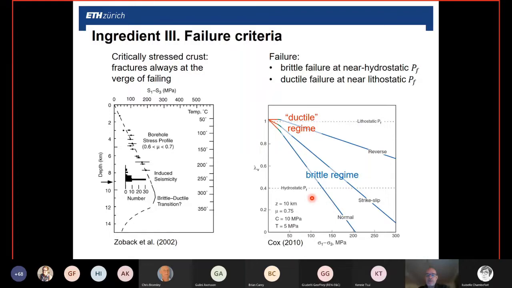So the take-home message here is, in the brittle regime, you have to go a little bit over hydrostatic pressure to make any of these fail. If you go to the ductile regime, you have to have fluid pressure higher than lithostatic.